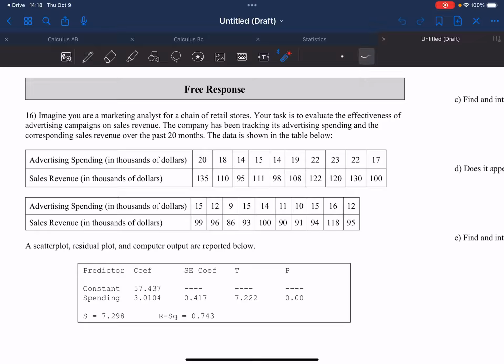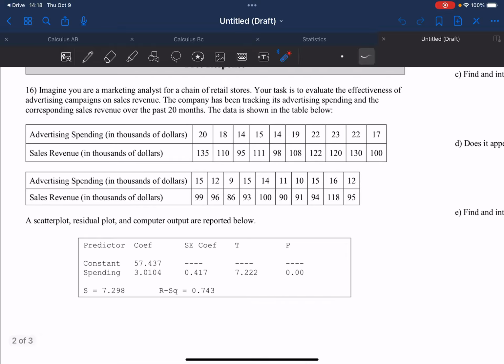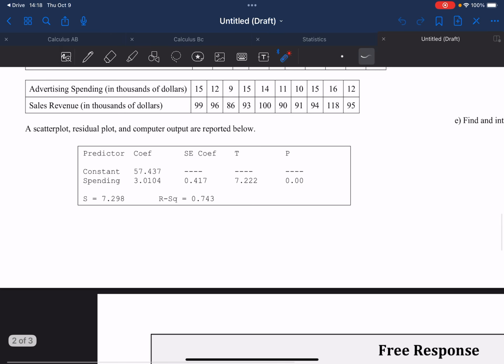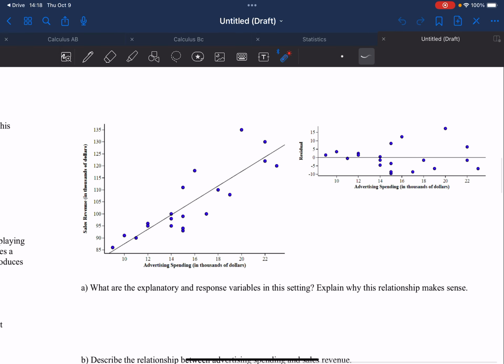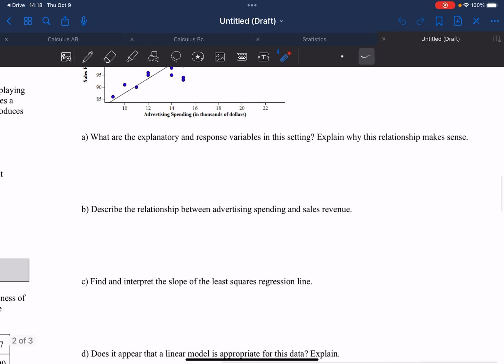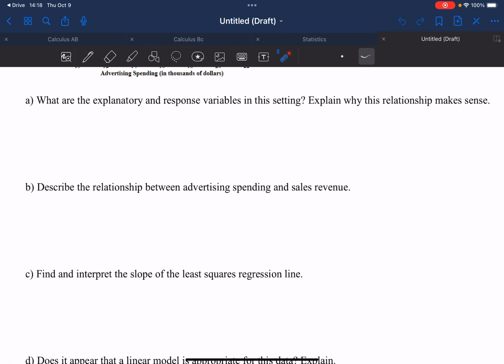Okay, so this one says, imagine you are a marketing analyst for a chain of retail stores. Your task is to evaluate the effectiveness of advertising campaigns on sales revenue. The company has been tracking its advertising spending and corresponding sales revenue over the past 20 months. The data is shown in the table below. So we have our table, advertising spending, sales revenue. We have our computer output here, and then we have our scatter plot and our residual plot. So the first question here says, what are the explanatory and response variables in this setting?